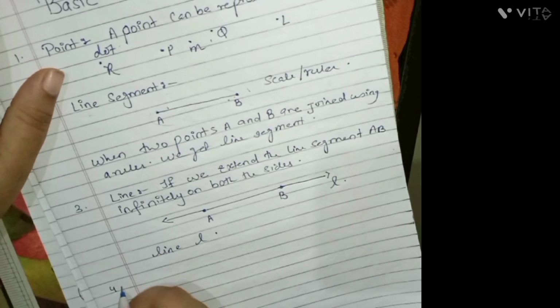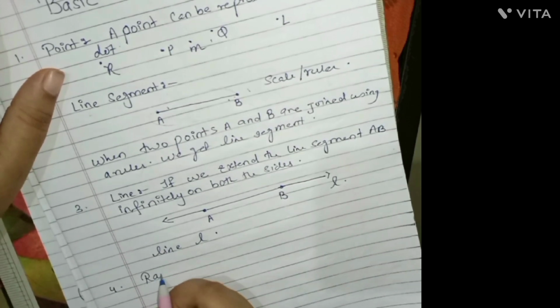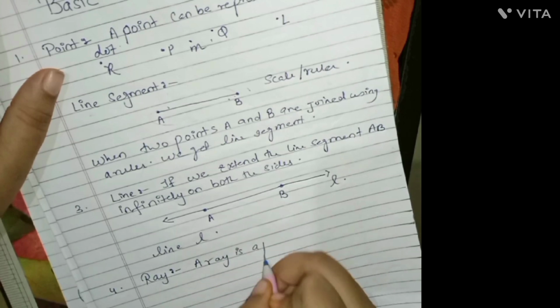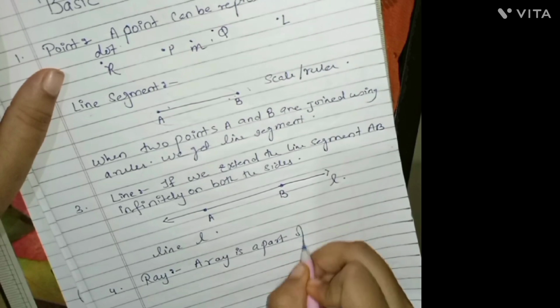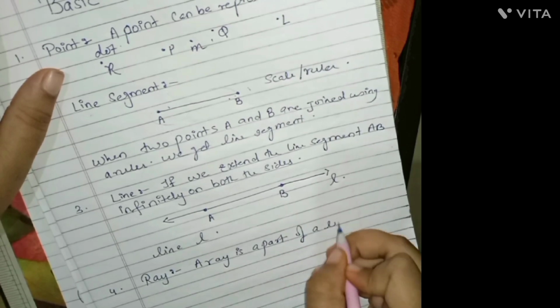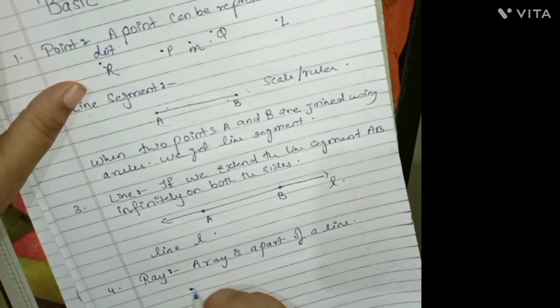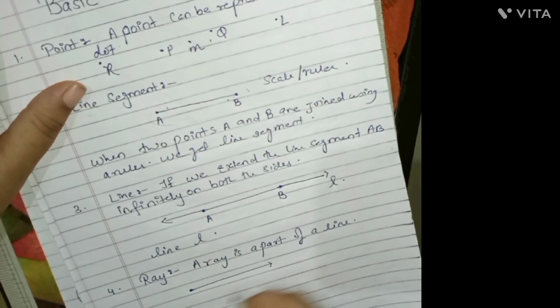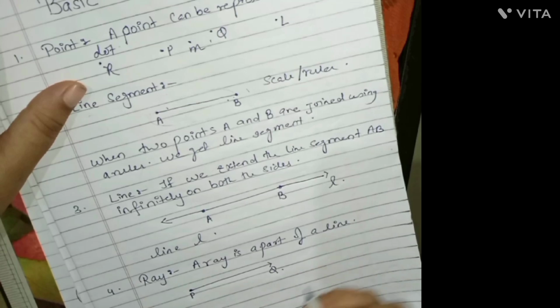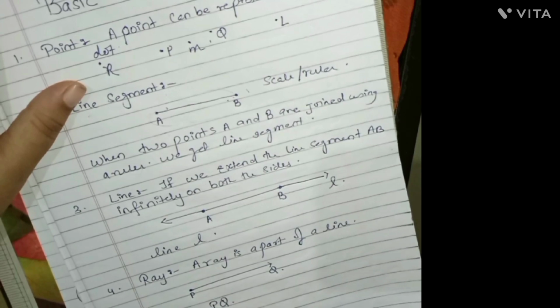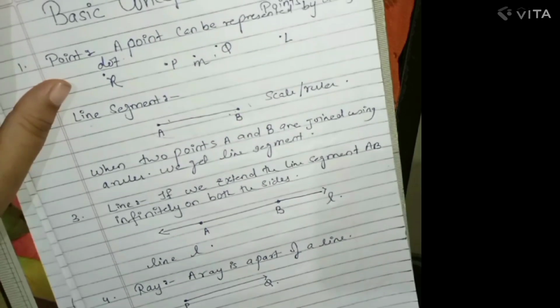Now the fourth one, ray. A ray is a part of a line. A ray starts from the origin and ends with an arrow. For example, this is point P and this is the arrow toward Q. The name of this ray is ray PQ.